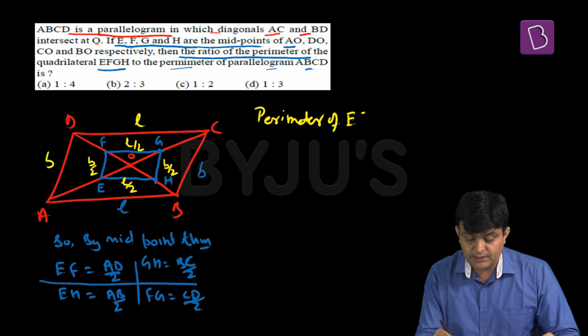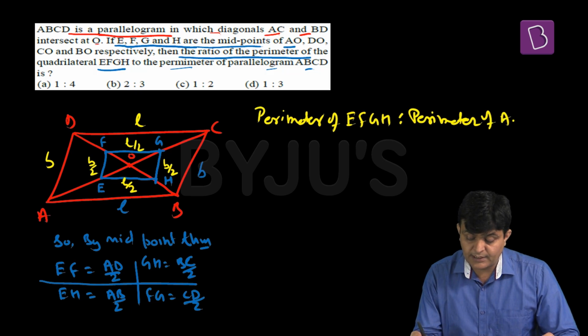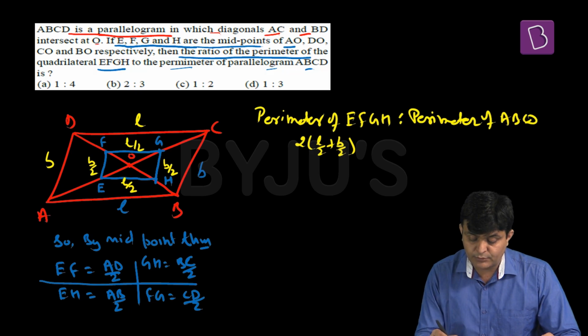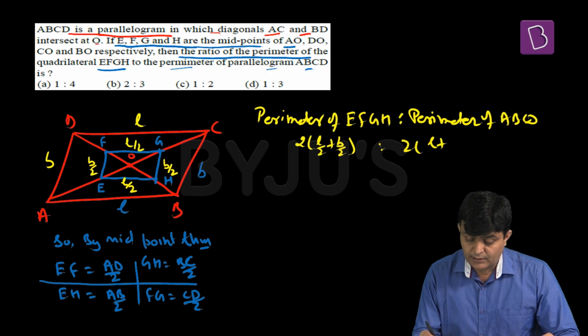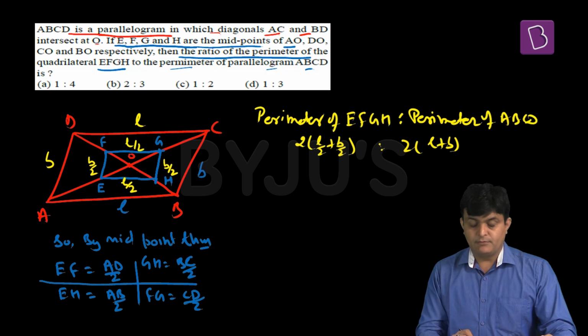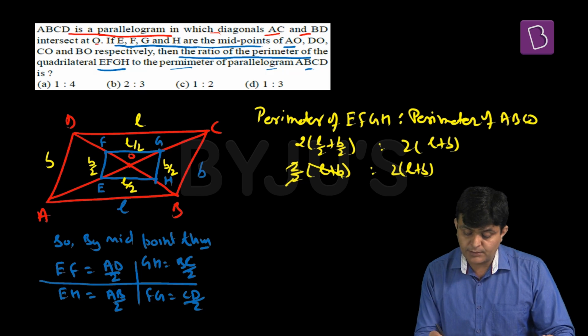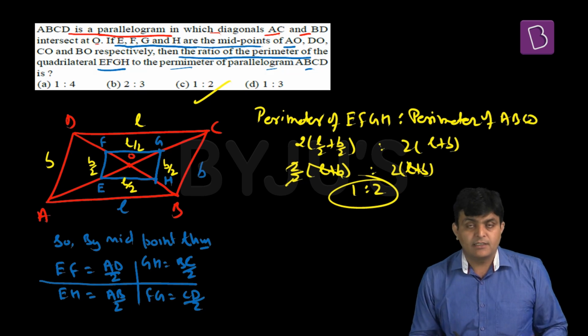Perimeter of EFGH ratio perimeter of ABCD, that is twice of L by 2 plus B by 2 ratio twice of L plus B. So taking 2 common, it is L plus B ratio twice of L plus B. 2 cancels, L plus B cancels, it is 1 ratio 2. That means C part is our correct answer.